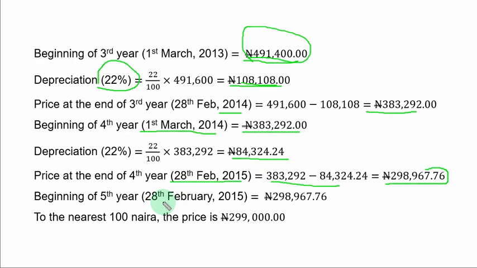We don't have any other year, so the end of fourth year also gives us the beginning of the fifth year, because we are asked to find the correct price as at 28 February 2015, and this is the price. So to the nearest 100 naira, we consider this, because this 7 is units, 6 is tens, and 9 is hundreds. So you look at 6, you add 1 to 9, it becomes 10. Put that 0, you carry 1 to 8, it becomes 9. So you have 299,000 naira as the price of the car as at February 28, 2015.